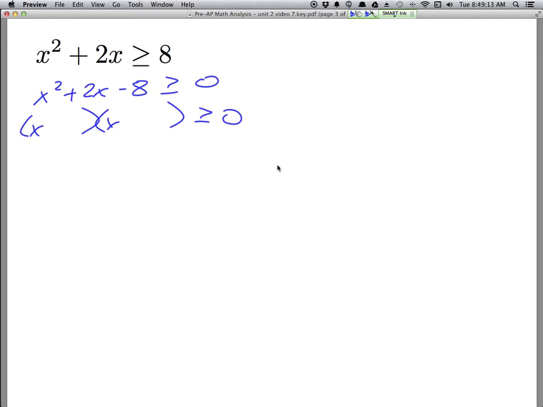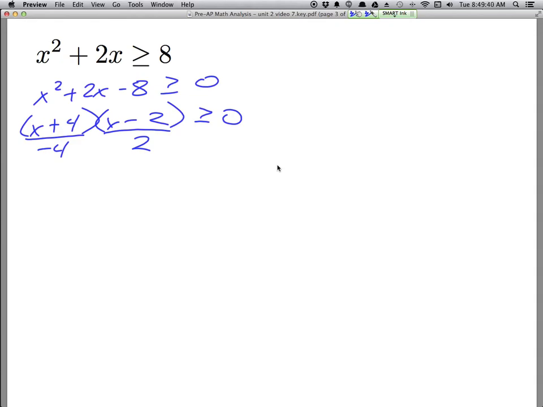So that wants factors of 8 subtracted to give me 2. Signs are different. Biggest one's positive, which gives me that. So this one right here produces -4, and that one produces 2. So if we were doing it like yesterday, we'd be done. But today we're dealing with inequalities, so I've got to do a little bit more.